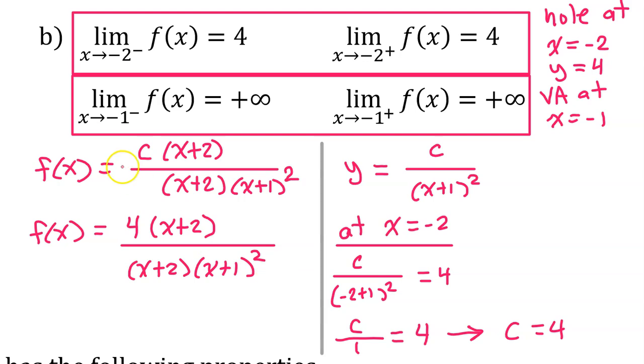Substituting 4 in for c, we get this expression for f of x. Think about the sign of f of x as x approaches negative 1 from the left and from the right. We would cancel out the x plus 2's. 4 is positive, so that just leaves the x plus 1 squared. Because this is squared, it's going to be positive from the left and from the right of 1. So everything's going to be positive no matter what. Positive infinity on both sides. So this is the answer.